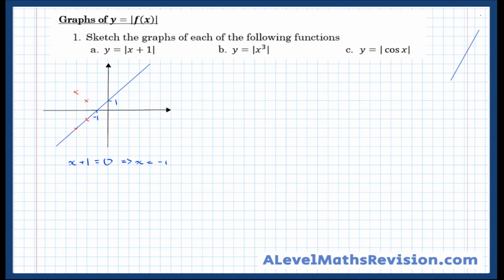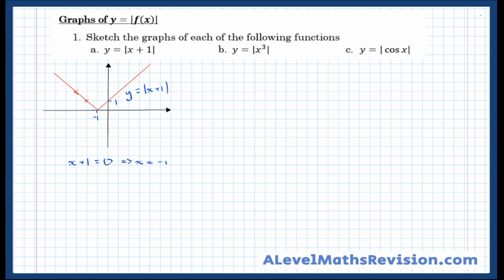So the new graph is going to be identical to what it was when it was positive, and reflected upwards on the parts that it was negative. So we discard the negative part of the graph after having reflected it. So that there now is the graph of y equals the modulus of x plus 1, and that's the general method. Draw the graph without the modulus sign, then reflect the negative part upwards.